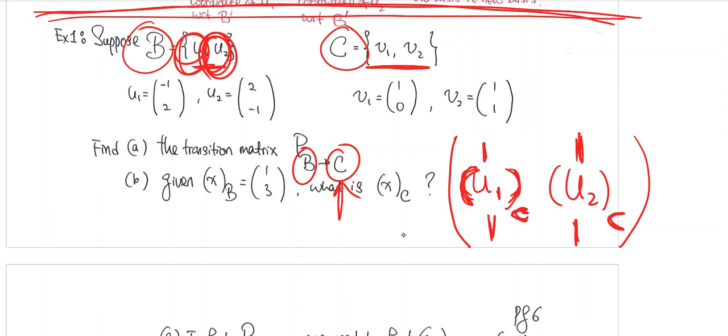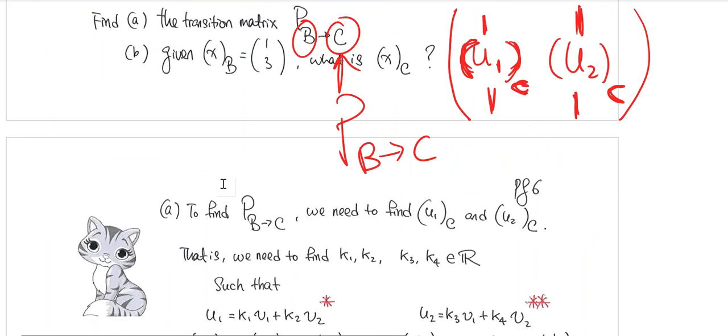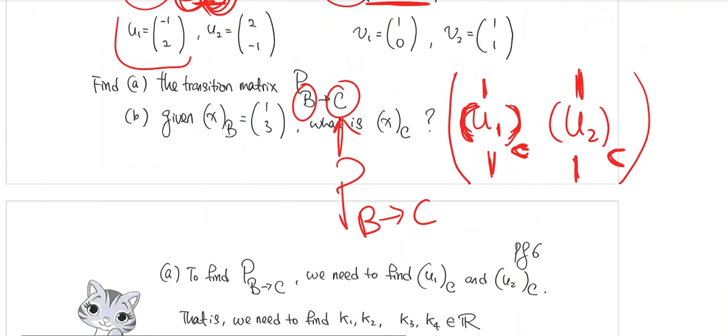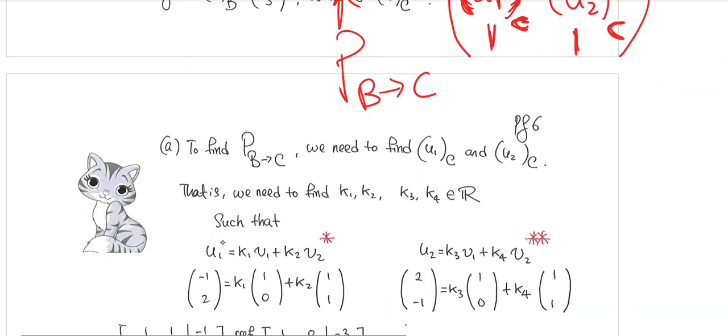So right here, that will give you the transition matrix P from B to C. So let's compute that. You take U1, and write its coordinates with respect to C. So the question now is U1. You want to find the coordinates with respect to C.